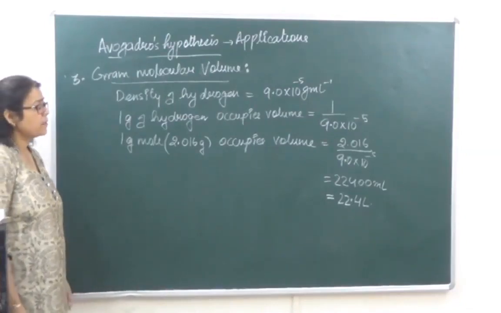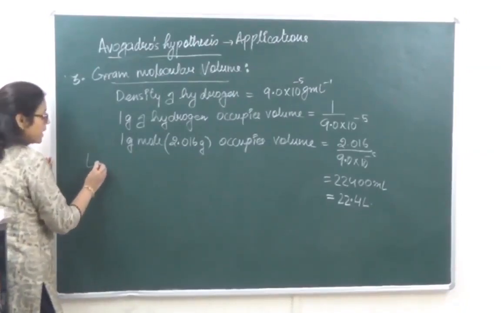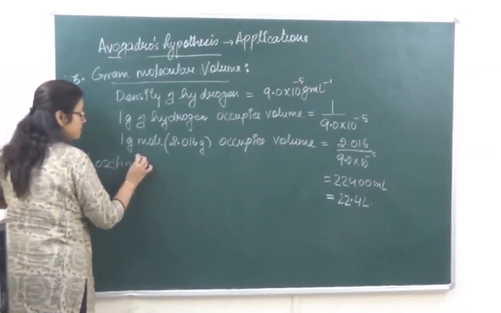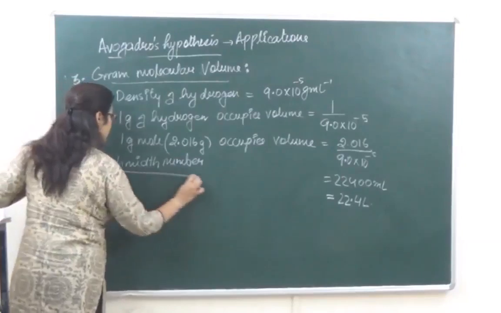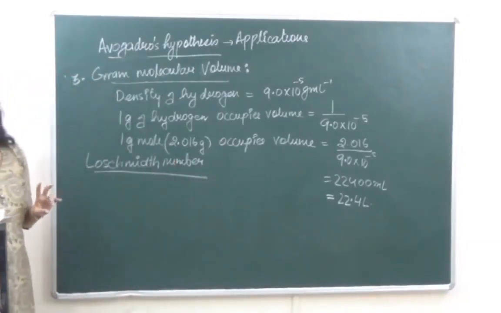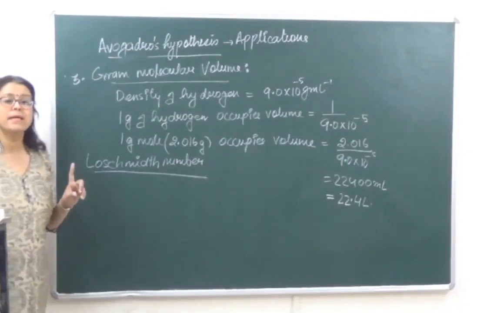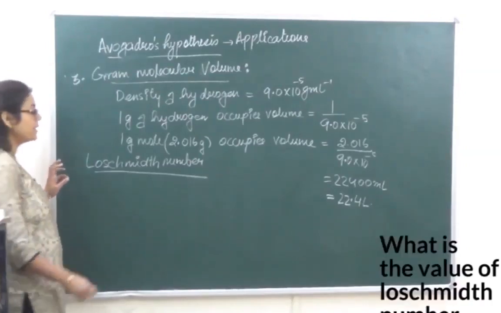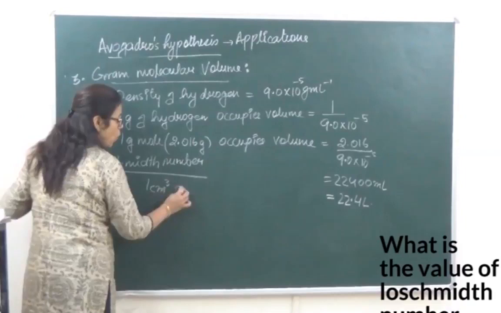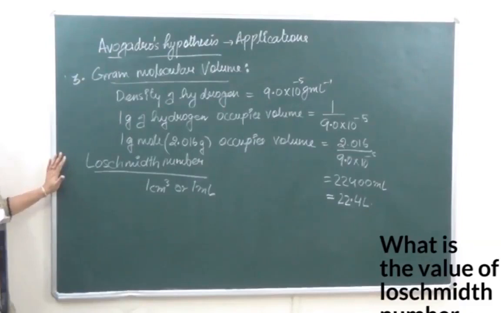एवोगैड्रोस की। फिर कई बार एक क्वेश्चन आपको आ जाता है that what do you understand by Loschmidt number? Loschmidt number क्या हुआ? Loschmidt number क्या होता है कि it is the number of molecules of a gas in 1 centimeter cube or 1 milliliter. Number of molecules of a gas which are present in 1 centimeter cube or 1 ml. Number of molecules present, right?